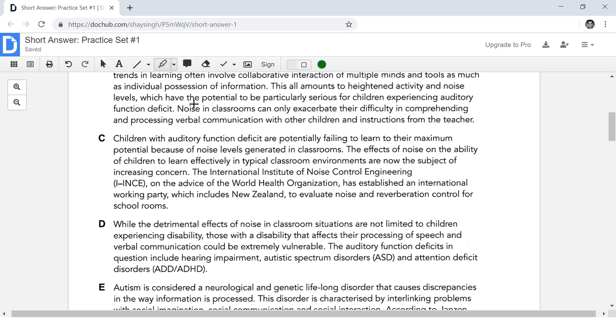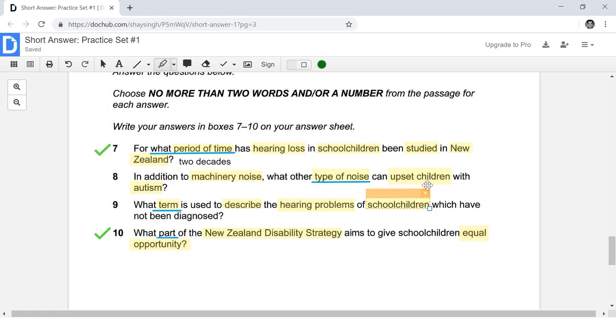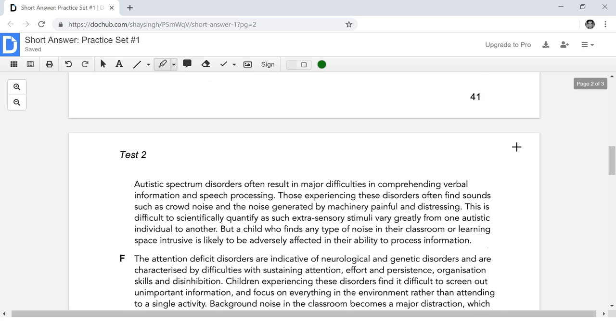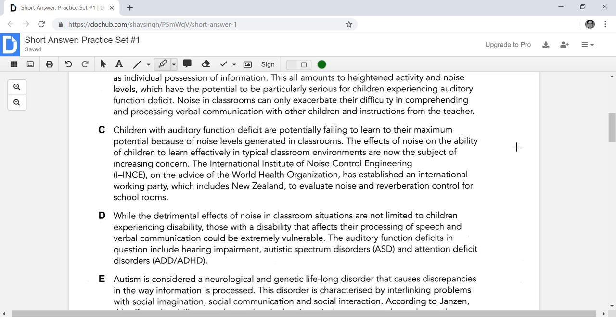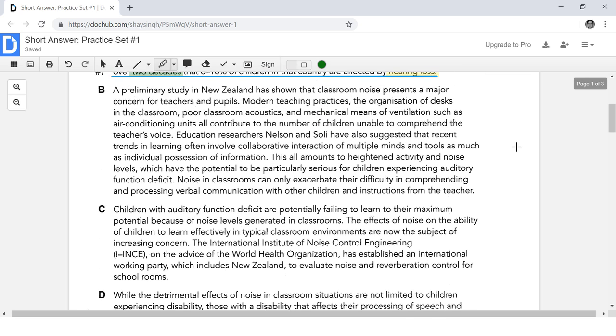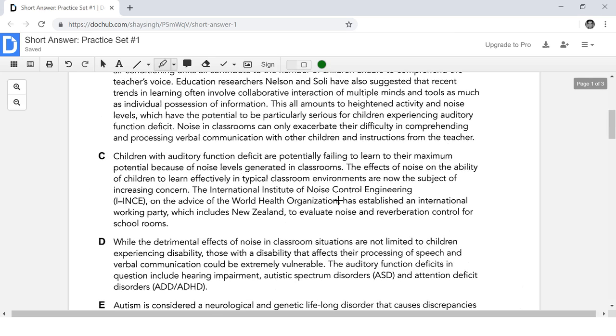There is a bunch of mention about noise here and over here as well. I know that one of these questions down here, number 8, was asking us about noise, so we're probably going to find the answer to that one somewhere in there. But I'm not focusing on that just yet. I'm going to keep moving on, and I want to first find our keyword, the New Zealand disability strategy. That's what I'm looking for first and foremost.